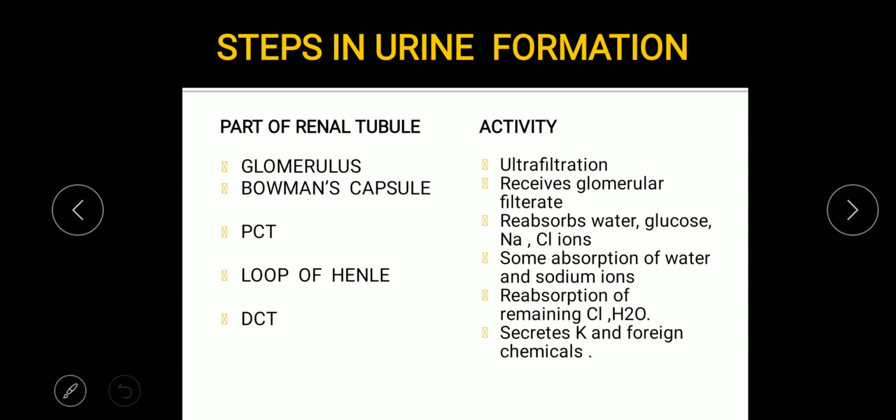Now the steps in urine formation. In the glomerulus, we get the glomerular filtrate by the process of ultrafiltration. Then the Bowman's capsule receives the glomerular filtrate. Then in the PCT, the reabsorption of water, glucose, sodium and chloride ions takes place. In the loop of Henle, the reabsorption of remaining chloride and water takes place, and in the DCT, it secretes potassium and foreign chemicals.